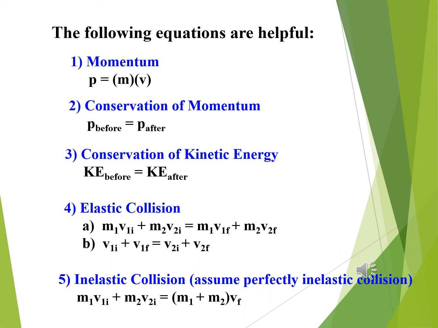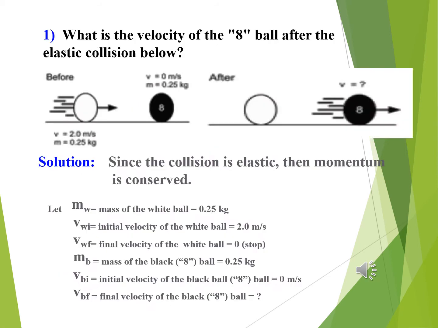Number 5, for inelastic collision, we assume perfectly inelastic collision. m1 v1i + m2 v2i = (m1 + m2) vf. Let us do some examples.